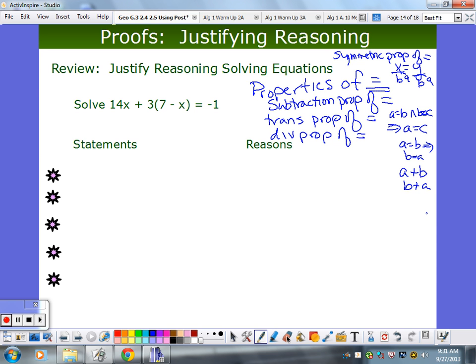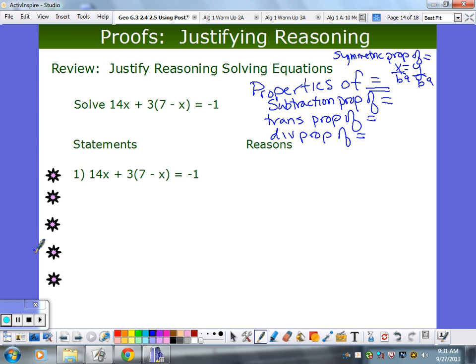So these properties that we have, these are like the rules. This is like the definitions, the postulates, the theorems. This is a set of things we can use. They're facts, and I can use them in proofs. So let's remind ourselves how we did this.